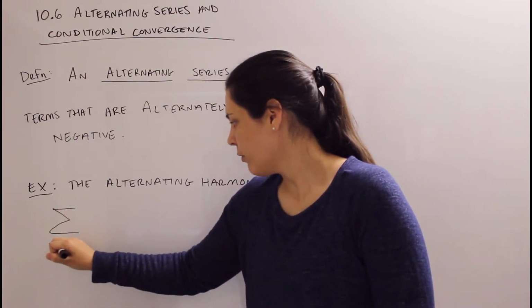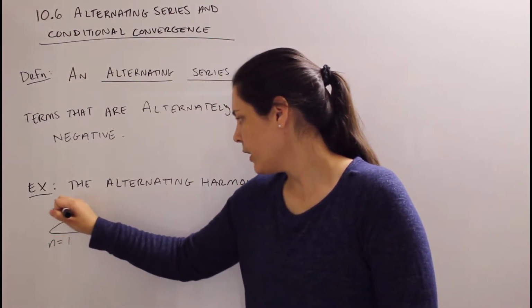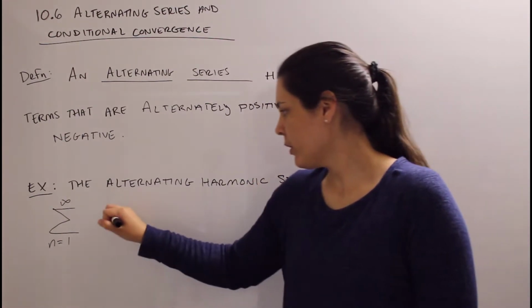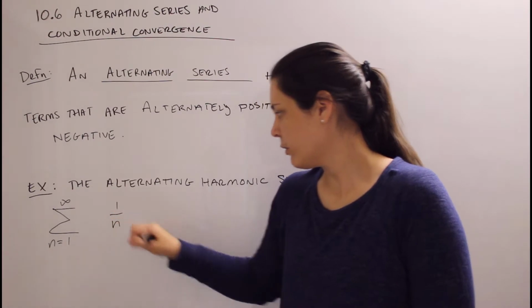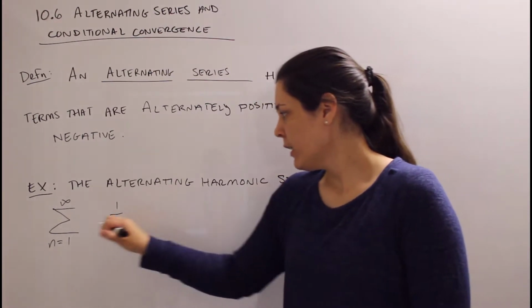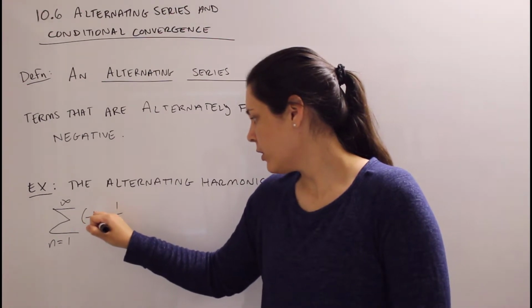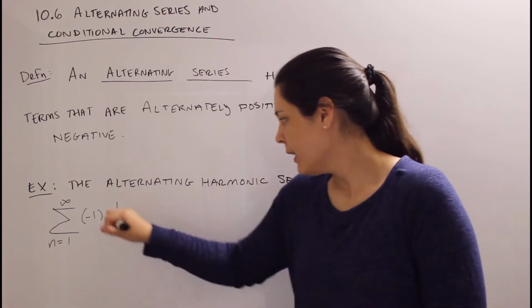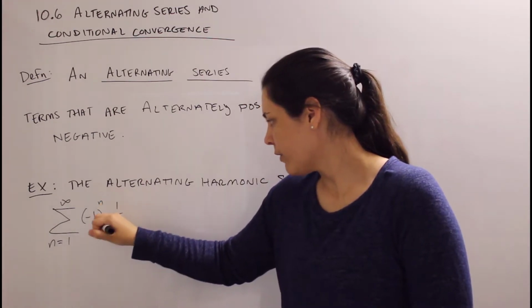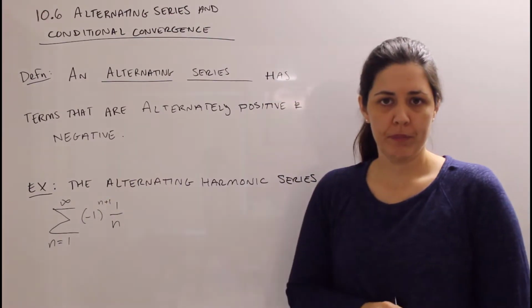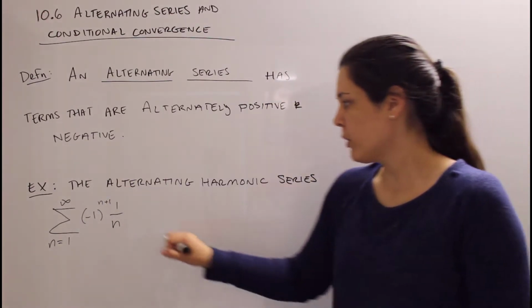So the summation from n is 1 to infinity. Harmonic series, hopefully that's the part you remembered. It's 1 over n. Okay, the summation of the terms 1 over n. But what makes it alternating is if I change the sign, positive and negative, between each term. And so the way we adjust for that is we have -1 to the n plus 1 power.